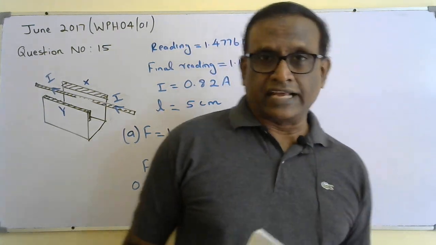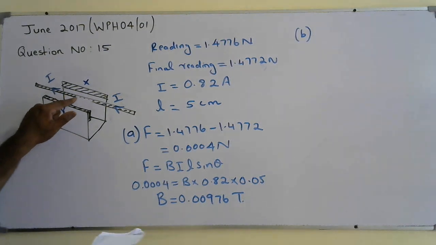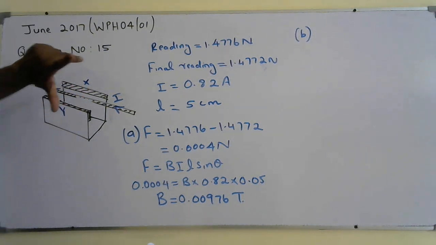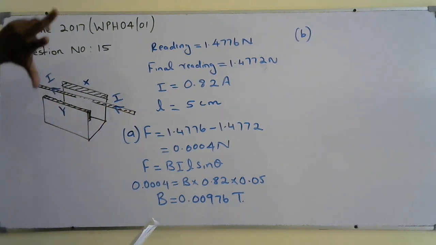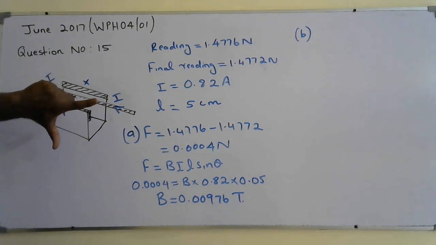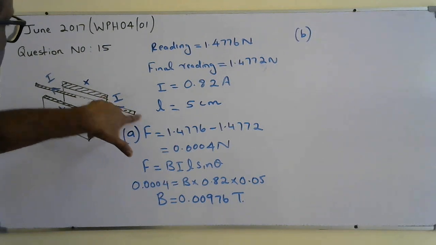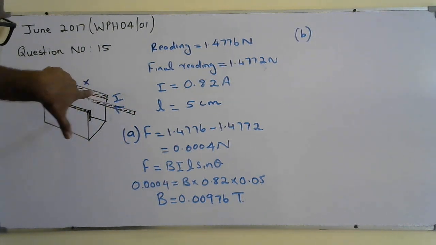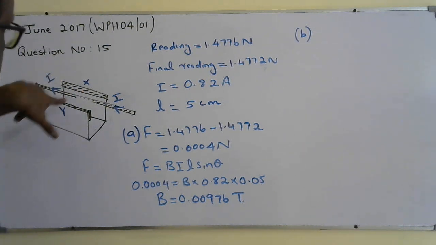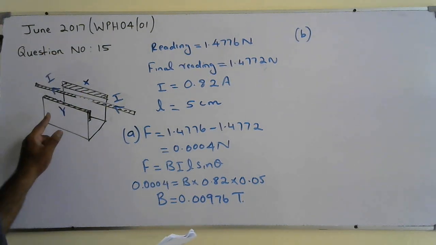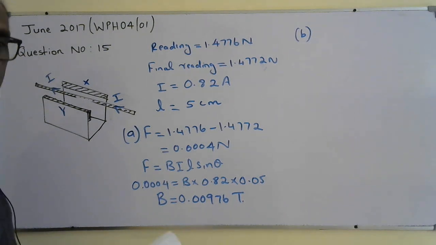Use Fleming's left hand rule. So the force on the current carrying wire is in the downward direction. I'm using Fleming's left hand rule for the current carrying wire. Force on the wire is downward. Current is from right to left. So use Fleming's left hand rule. So the index finger will indicate into the page. That means Y to X. So the direction of the magnetic field is from Y to X. That's the answer. You should write it.